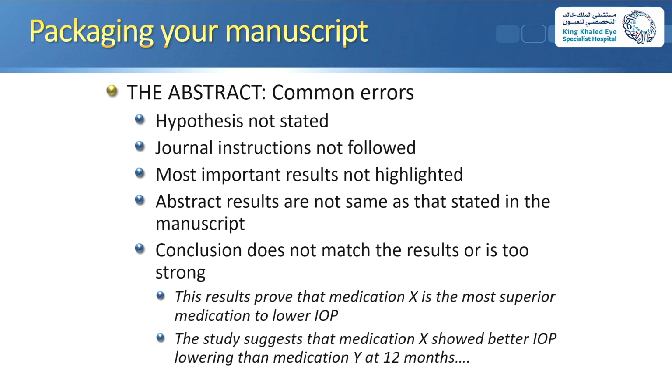Common errors in an abstract I've seen over time: journal instructions are not followed. Most important results are not highlighted. The abstract results are not the same as those in the manuscript, and that error often comes if you write the abstract first and don't go back and look at it. And then the conclusion doesn't match the results or it's too strong. So you have to be careful with that.